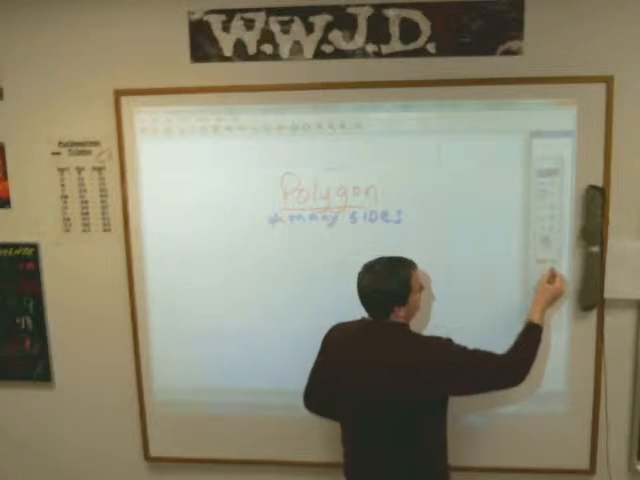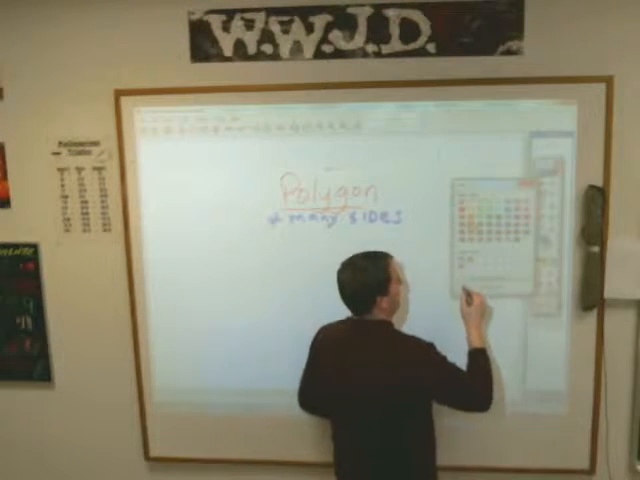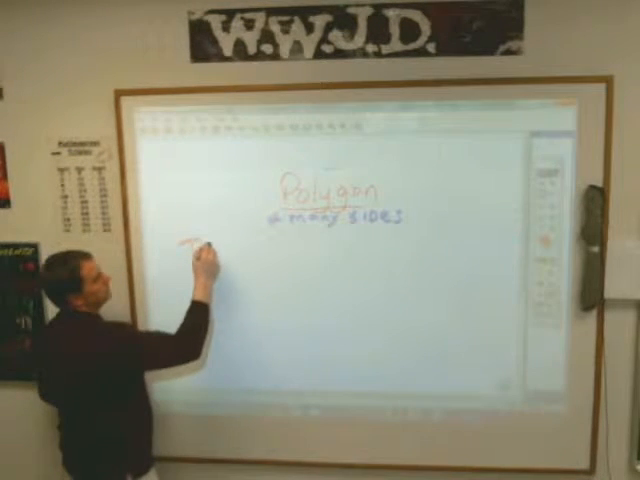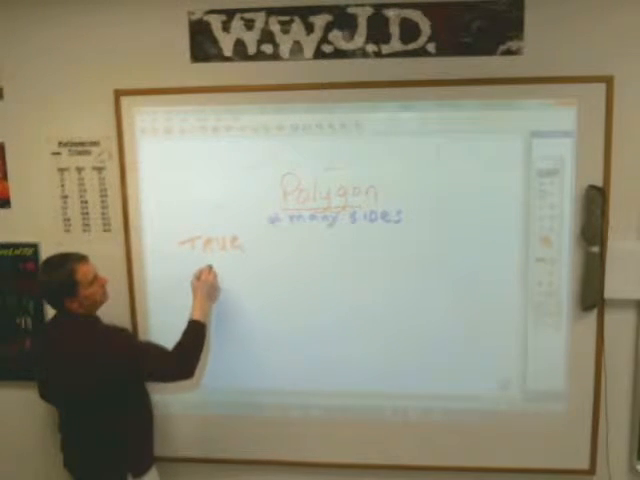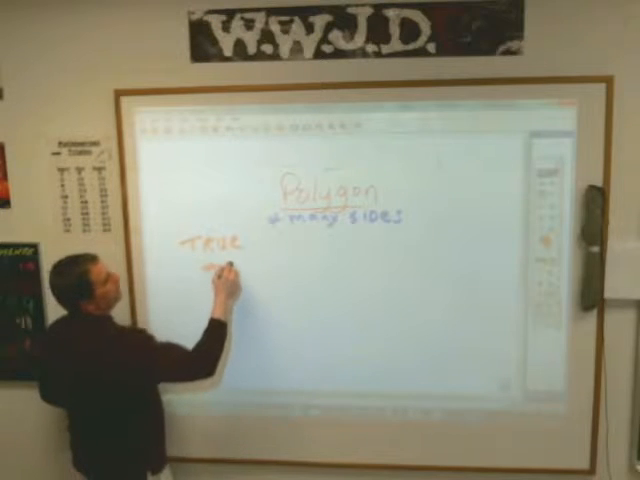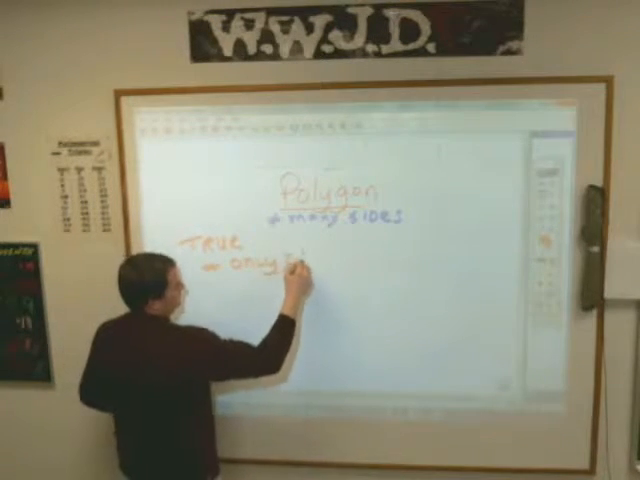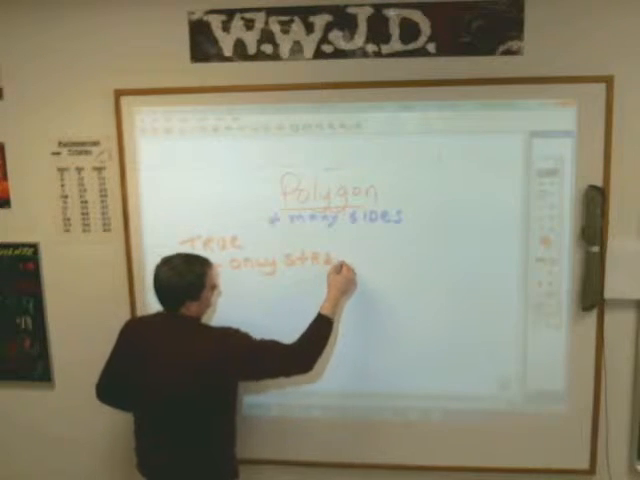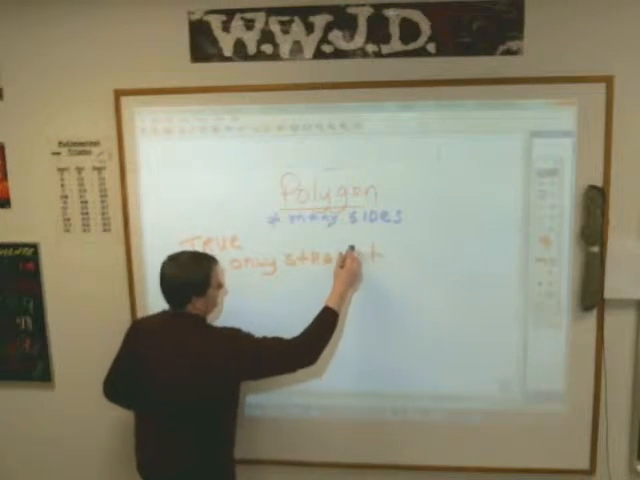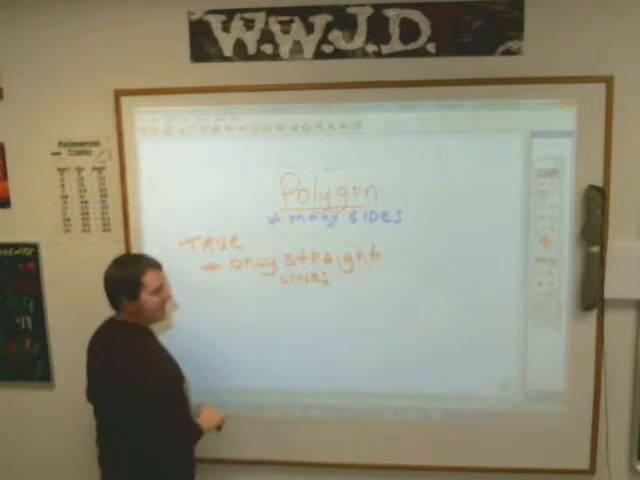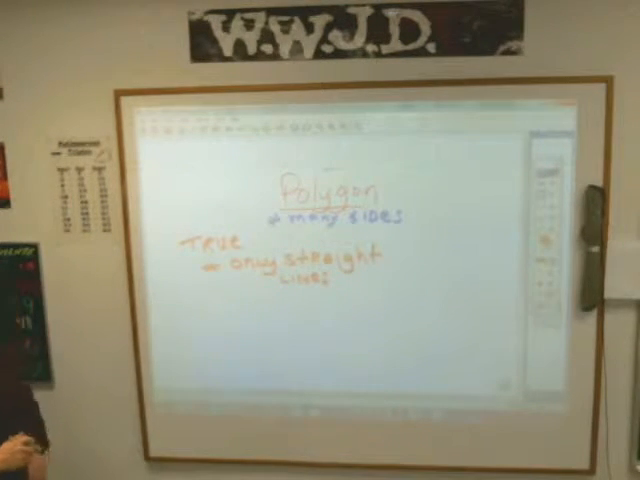Now, a couple things have to be true for things to be a polygon. First of all, it has to be made up of only straight lines. You can't have curves and be a polygon. A circle is not a polygon. It is a shape, but it's not a many-sided shape.